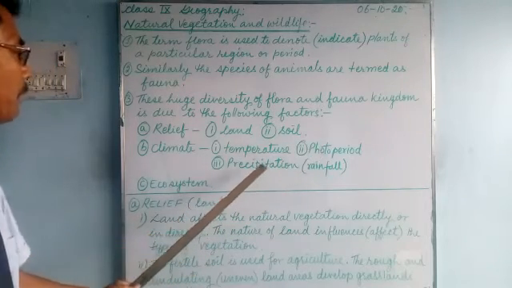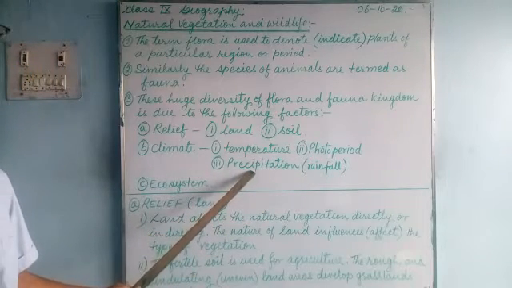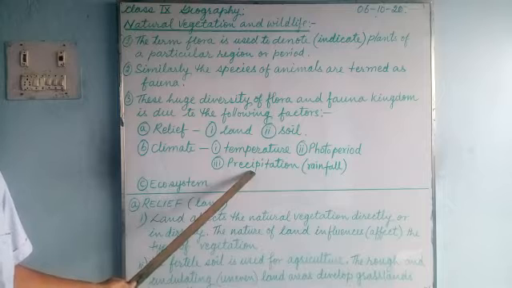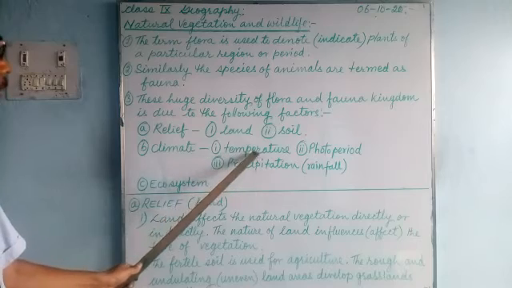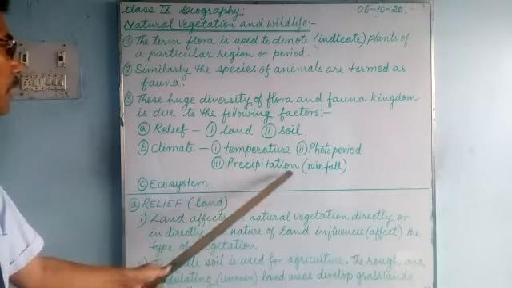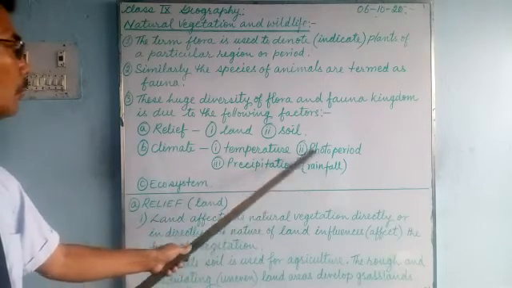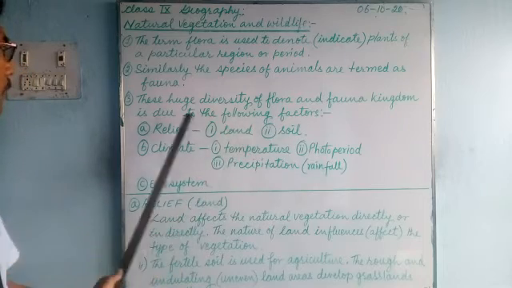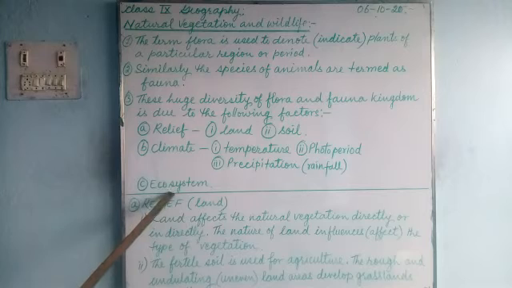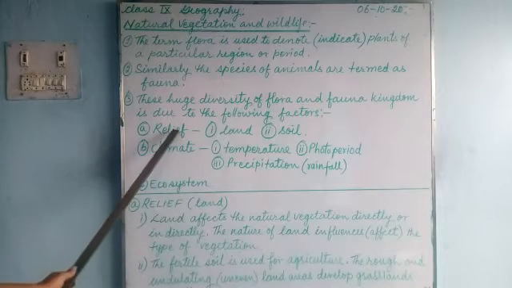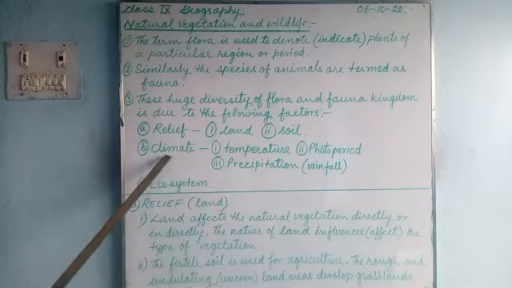So that is called photoperiod. Temperature, photoperiod, and precipitation, which means rainfall, snowfall, hailstorms, blizzards. So climate comes under temperature, photoperiod, precipitation. So these are the subtitles. Here is a title, here is a subtitle, and then ecosystem. So these three: relief, climate, ecosystem.